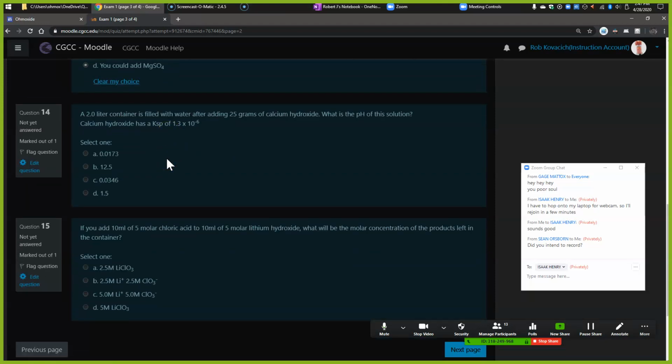A 2-liter container is filled with water, and 25 grams of calcium hydroxide is added. What's the pH of the solution? Okay, so you calculate the hydronium ion or hydroxide ion concentration based off of Ksp, and then after you've solved for the X and got your OH concentration, take the negative log of it, and then whatever your answer is, subtract that from 14. So this should be something bigger.